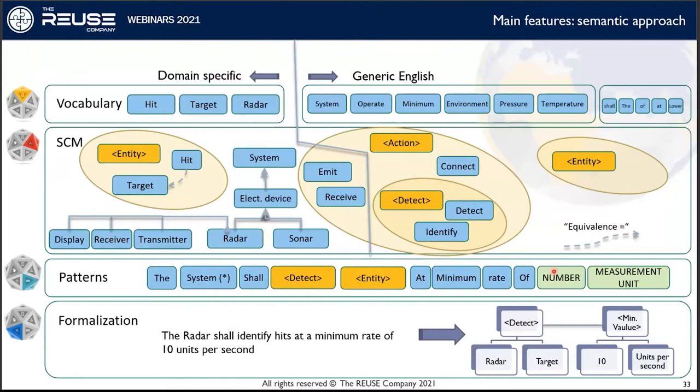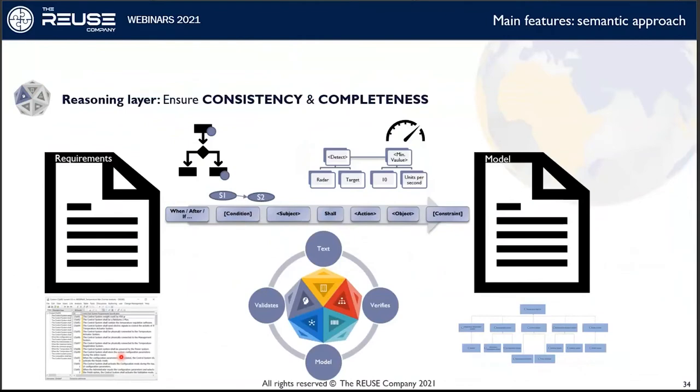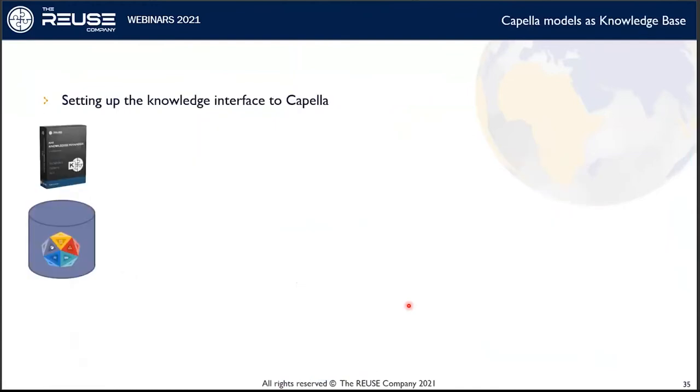We will keep the patterns. I will not drill down any more into patterns. And when we have this, we can start to formalize and we can start to reason about what we actually are working with. So these things are actually the ones that bridge going back and forth between written text and models. So we are using basically our techniques in the middle to compare the one side with the other and back and forth, and especially for consistency and completeness analysis.